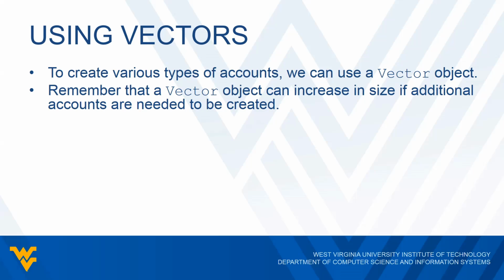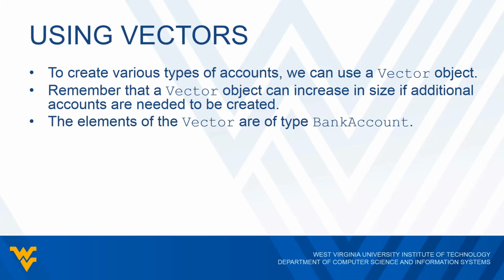So there were methods that allow us to create a new element of the vector, and then we can add stuff to it. So what we can do in this particular case is we can create a vector, and this vector should have all the different accounts, and if we need to create a new account, we'll just add a new element to the vector. So what we're going to have here is the elements of this vector object will be of type bank account. So this is where we can take advantage of polymorphism.